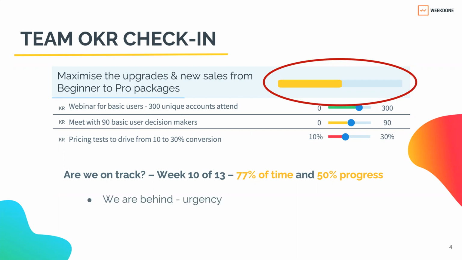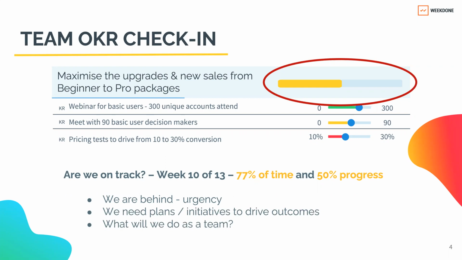If we're not, if we're amber, we're behind, we need some urgency. What it means is we need to really think about the plans, the initiatives. What are we going to do to drive our OKRs forward? That is an exceptionally important element of the OKRs. As a team, we need to understand where we need to focus on our OKRs. When we're behind, we need to try and catch up. Catching up is all about executing on the plans and the initiatives to drive the outcome.